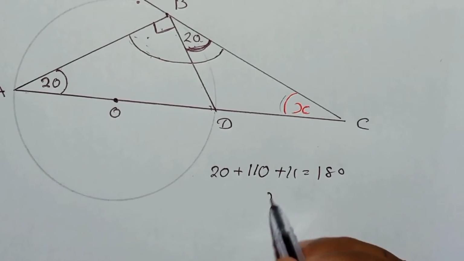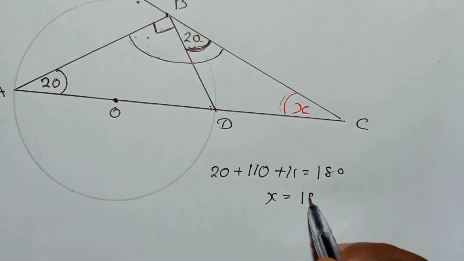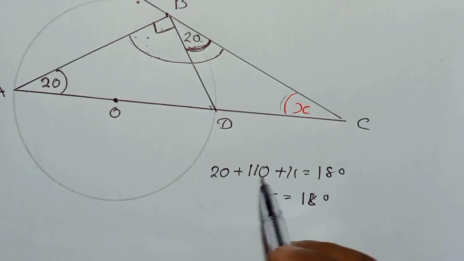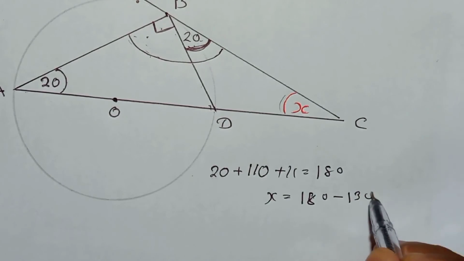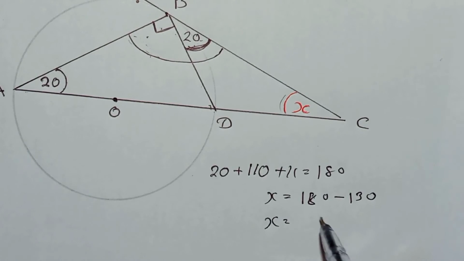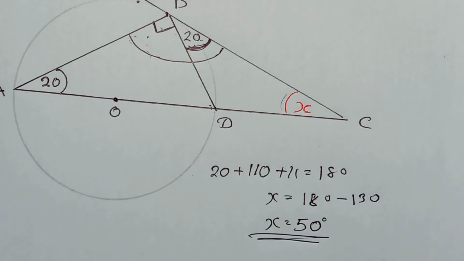Now here x equals 180. When you add this together, 130, if I bring it to here, it will be minus 130. Then x equals 180 minus 130, which is 50 degrees. So that's the answer for x.